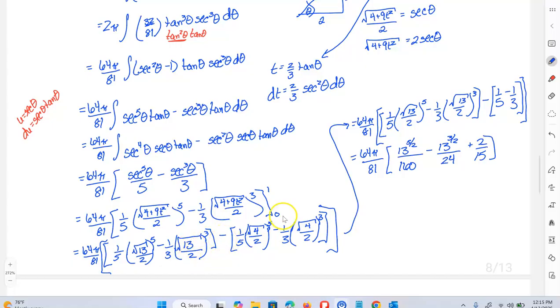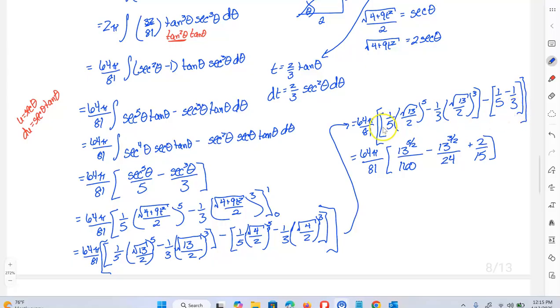And then when I plug in the 0, so 0 is going to go in for the t here. So I'm going to have the square root of 4 plus 0, which is just the square root of 4. So I'm going to have 1/5 times the square root of 4 over 2. That's going to be raised to the 5th minus 1/3 times square root of 4 over 2 raised to the 3rd. But notice the square root of 4 is 2, and 2 over 2 is going to be 1. So this is going to reduce to 1/5 times 1 minus 1/3 times 1, which is where this is coming from.